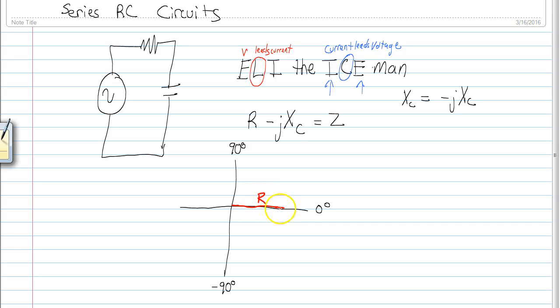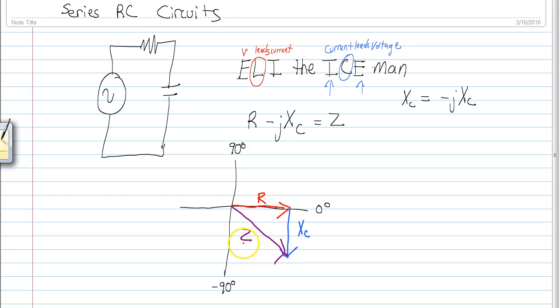Here's my resistance. That shows up as a vector along the real axis. And here is my reactance. That shows up as a vector along the imaginary axis. What we're looking at when we look at impedance is the vector we get when we add R plus X of C. That vector is the impedance.